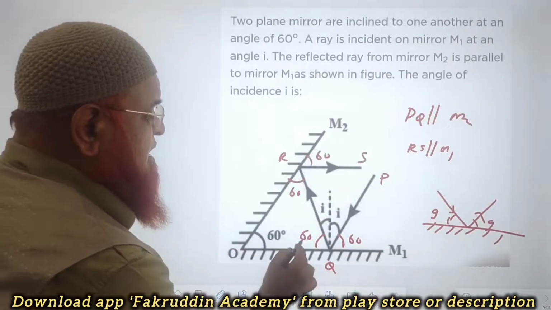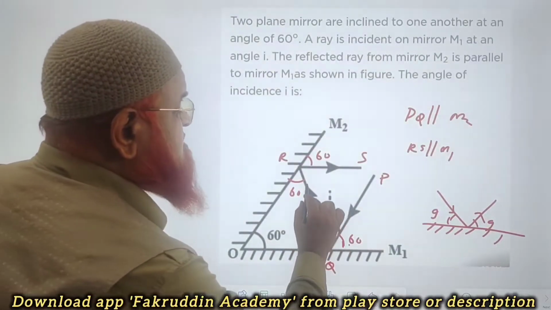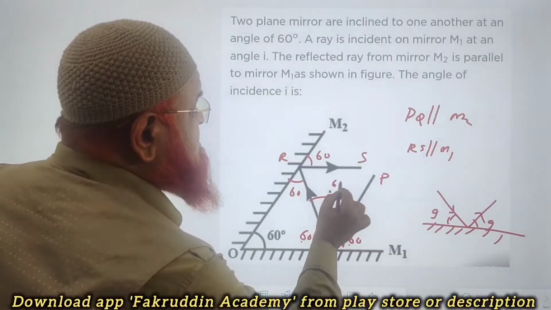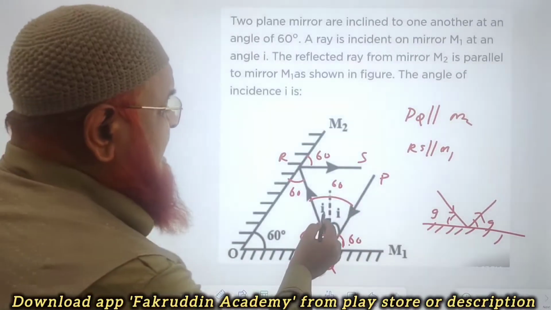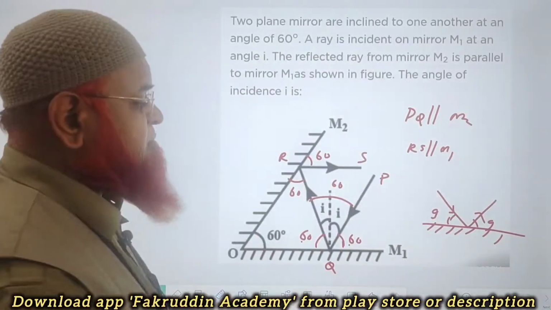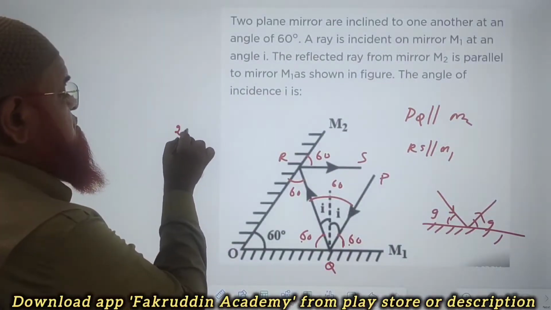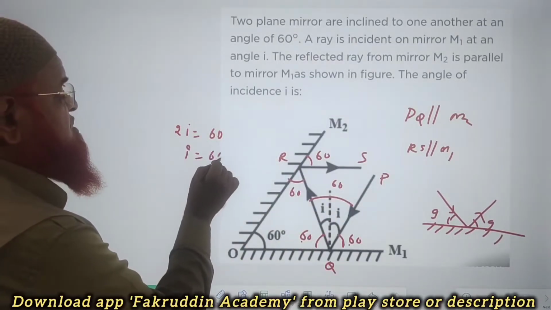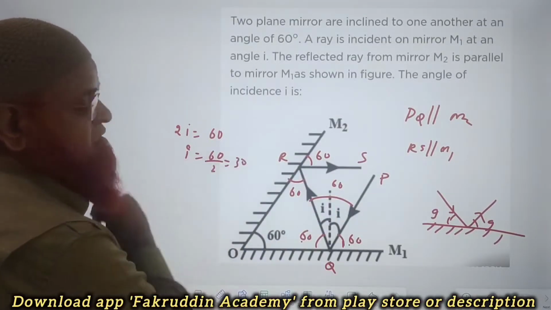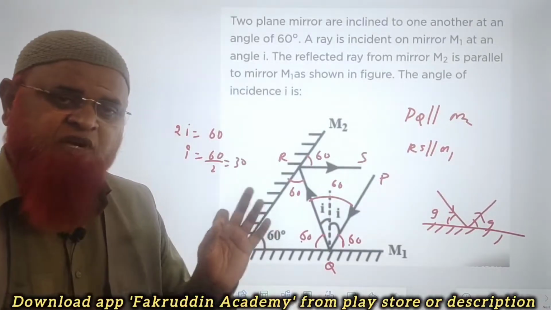Okay, this is 60 and this is 60, which combined together is 120 degrees, because 60 plus 60 plus 60 is 180, and angle of incidence and angle of reflection दोनों same हैं. इसका मतलब 2I is equal to 60 here, that means I is equal to 60 by 2 which is 30 degrees. So this is also the same type of model.